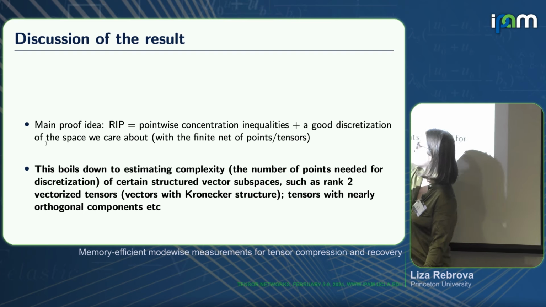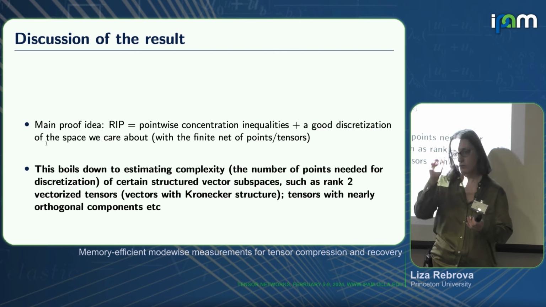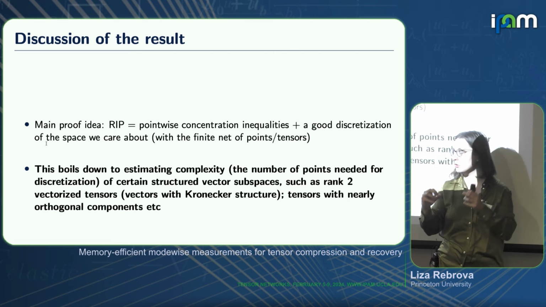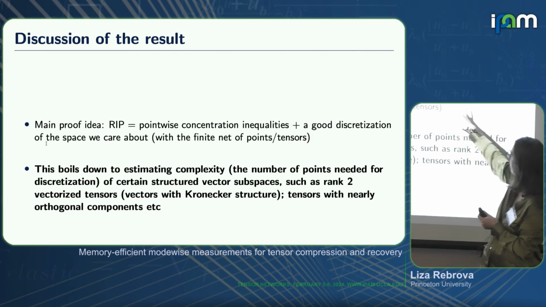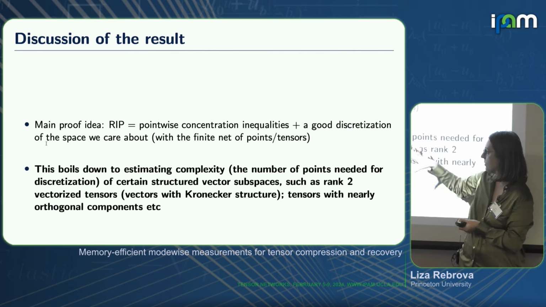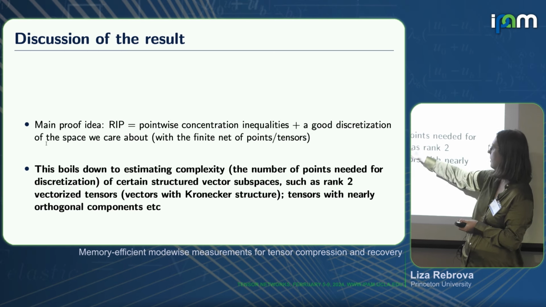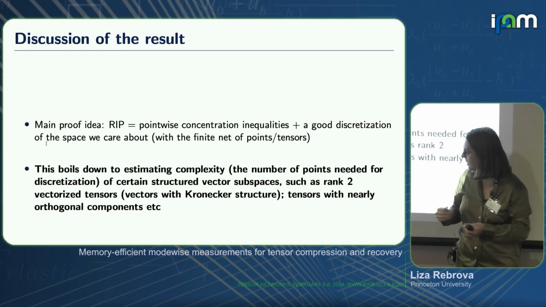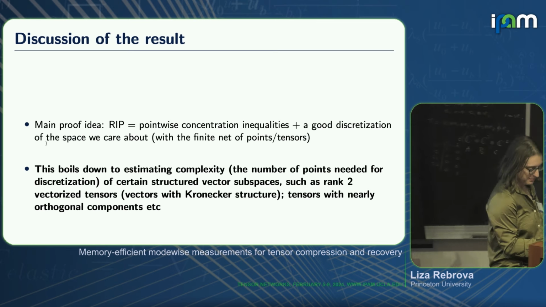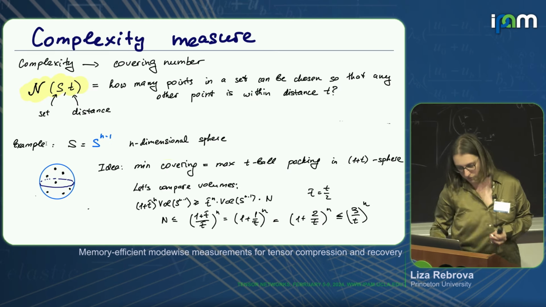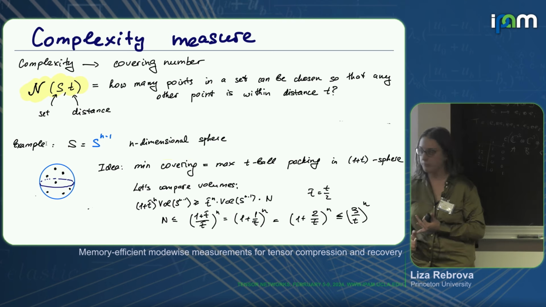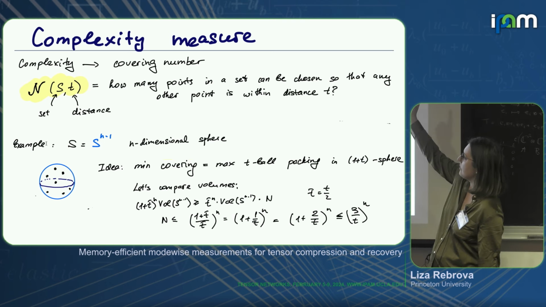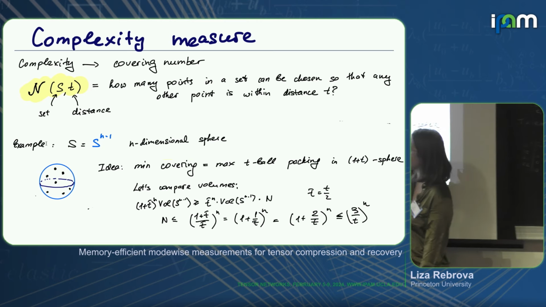This point-wise concentration inequality is Johnson-Lindenstrauss: for a fixed number of points, we want to preserve geometry. This is point-wise, and then we need a good discretization. So this boils down to estimating the complexity, or number of points needed for discretization, for tensorial subspaces, and I have a slide about that. So how do we actually measure the complexity of a tensor subspace? Sometimes it's called entropy, sometimes it's called a complexity measure.